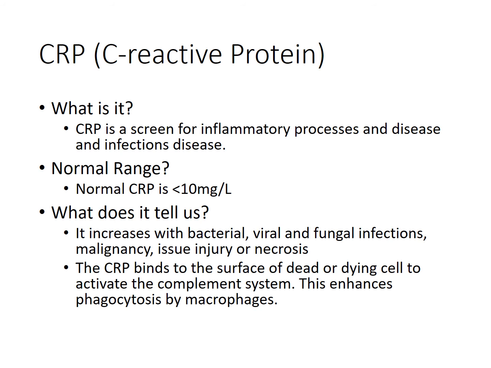CRP is a commonly used blood test. CRP is an inflammatory marker. The CRP is an indication of an inflammatory process within the body. This can either be an infection or a flare-up of a chronic inflammatory disease. With a respiratory patient, an increase in CRP could be a sign of an acute chest infection.